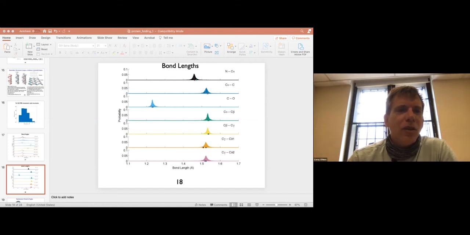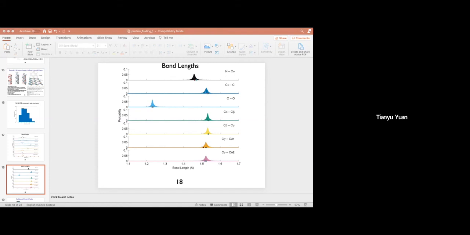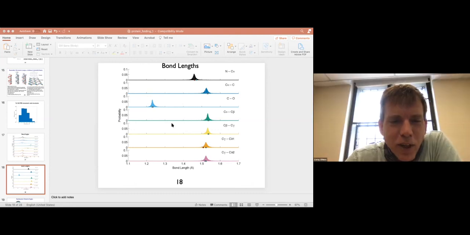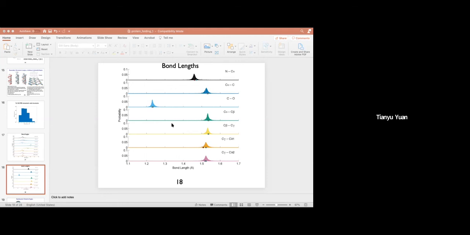Can you still see my screen? Yeah. You don't have to look at this. I just wanted to quickly see if I had another distribution. Sure.